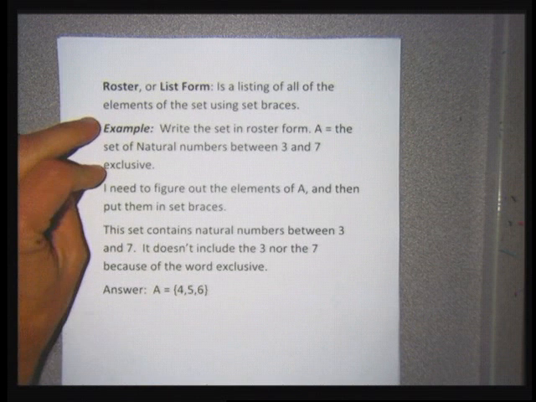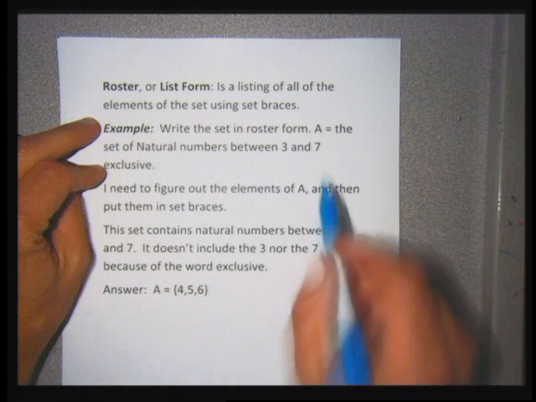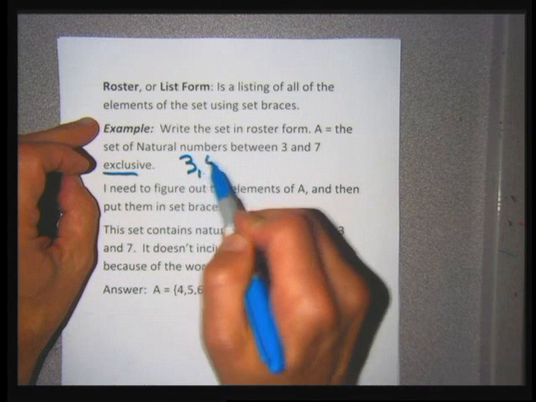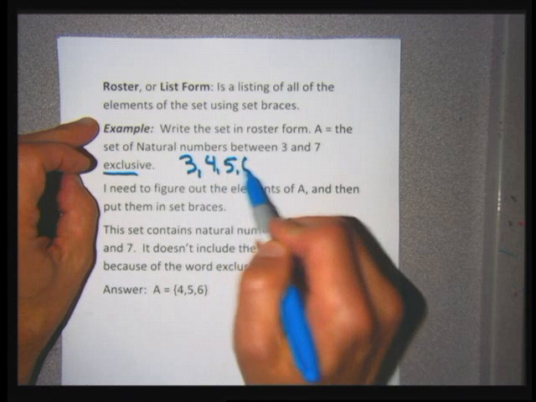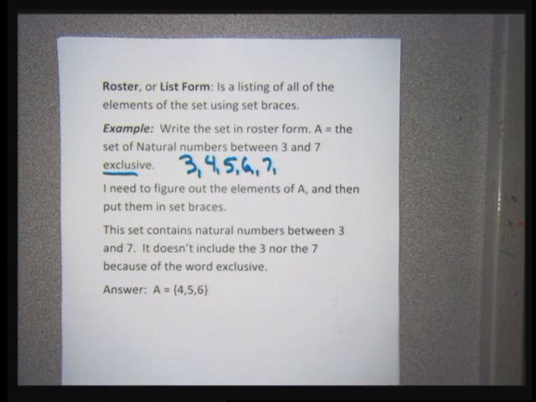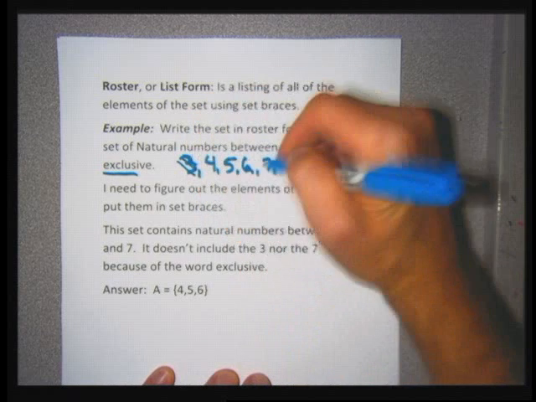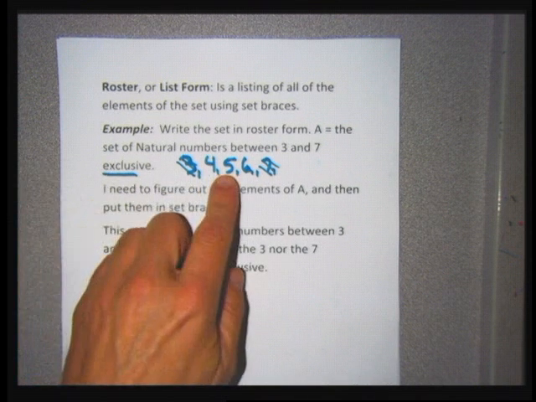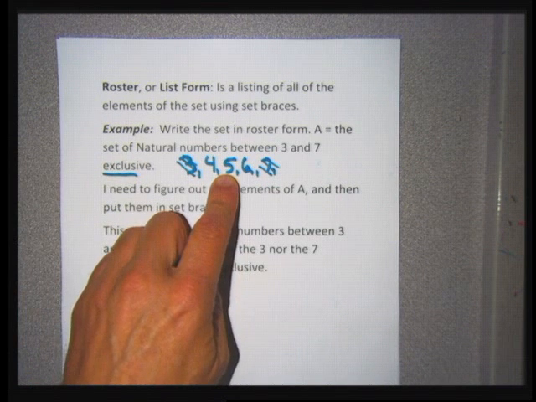So in this example, if I want to write the set A of the natural numbers between 3 and 7 exclusive, well, natural numbers, again, don't have the decimals, they don't have the fractions. If I'm saying between 3 and 7 exclusive, then I'm not including the 3 and I'm not including the 7. The natural numbers between 3 and 7 inclusive would include the 3 and the 7. The natural numbers between 3 and 7 exclusive don't include the 3 and the 7. So this set A is just talking about the set that contains the numbers 4, 5, and 6.